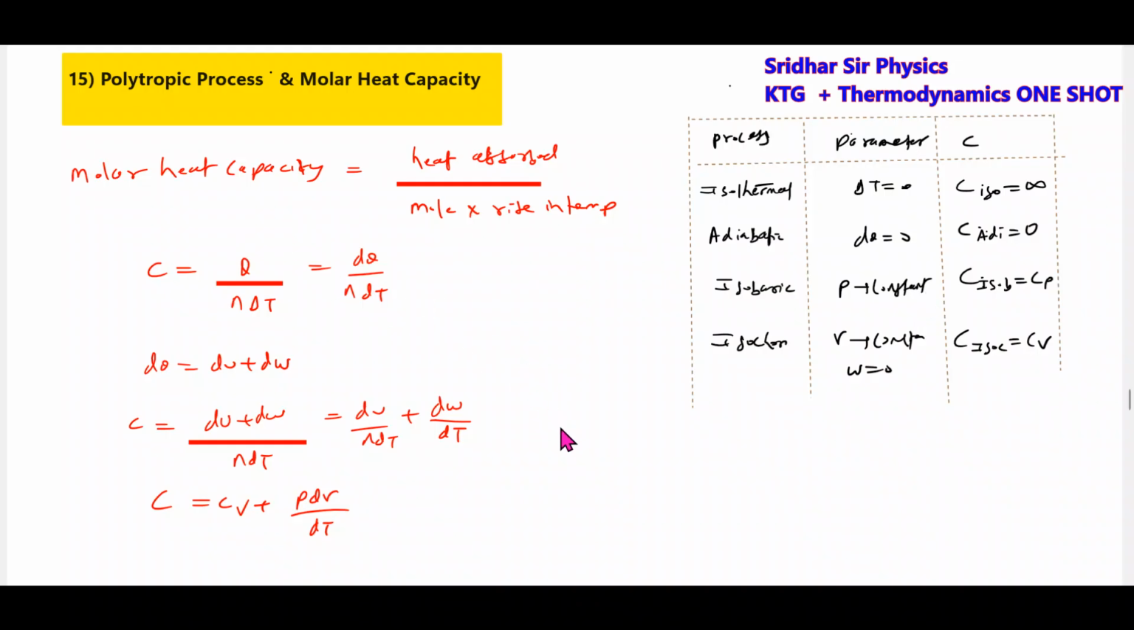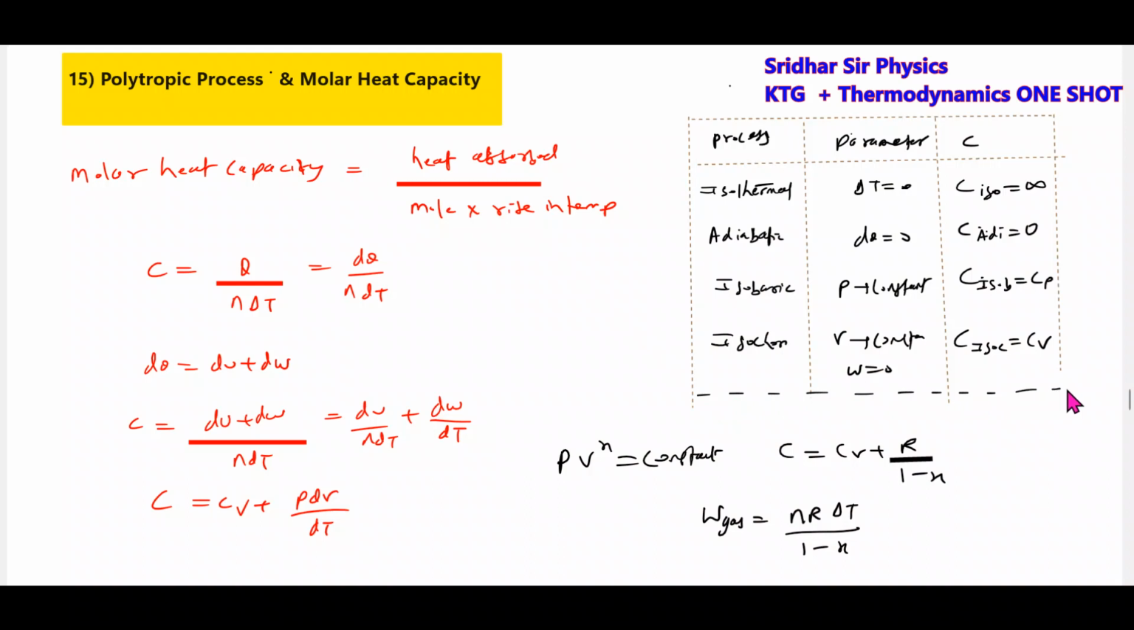Similarly, for polytropic process, what is the polytropic process? PV to the power x equal to constant. x can be anything. Then the molar capacity is given by Cv plus R/(1 minus x). Then work done by the gas equals nR delta T in such a process, given by 1 minus x. Okay, done. Like this, we can define the molar capacity.